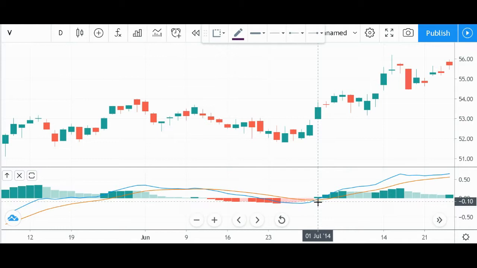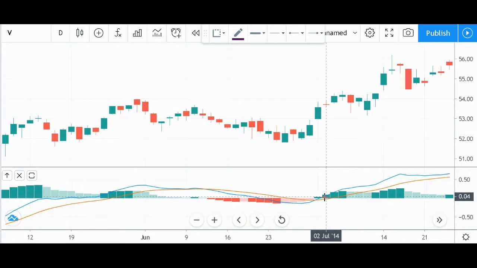So what does the histogram tell you? Well, I've got separate videos on that with more detail, but just a quick recap. When the MACD line, the blue line, is below the signal line, the orange line here, then the histogram bars are going to be red, okay? And they're going to be pointing downward in red. When the MACD line crosses back above the signal line here, like it does here, then the histogram bars are going to start pointing upward instead of downward, and they're going to be green.